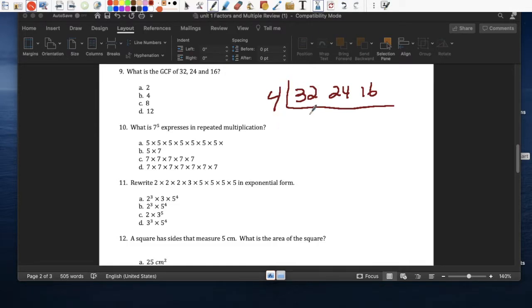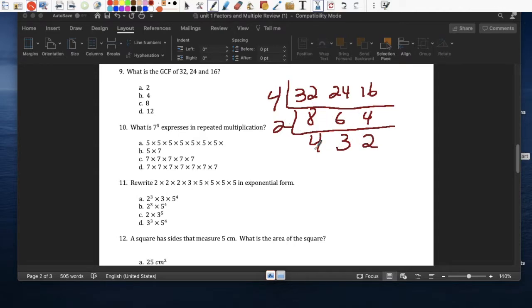4 goes in 32 8 times. 4 goes in 24, oops, I messed up. 4 goes in 24 6 times, and 4 goes in 16 4 times. Can we go on? Yes, we can. But your teacher messed up. 2 goes into 8 4 times. 2 goes into 6 3 times, and 2 goes into 4 2 times.